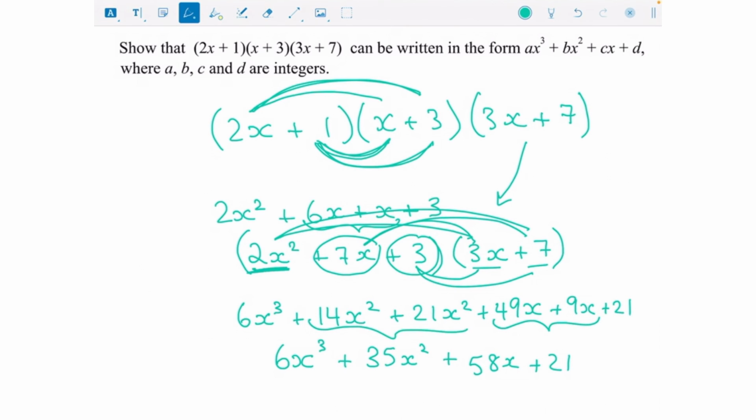To get that answer. And now we can see it's in the form ax cubed, add bx squared, add cx, add d. A is just 6, B is 35, C is 58, and D is 21. So that would be our final answer for that.